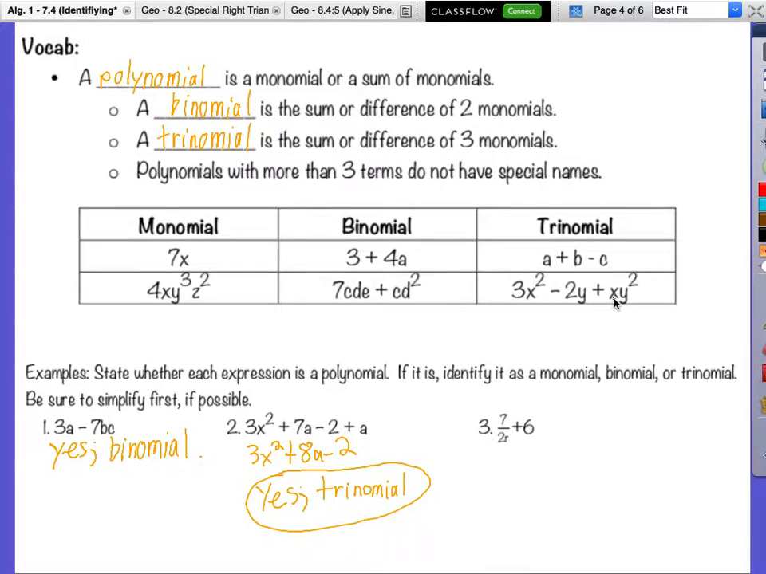On the third one, is this a polynomial? No, why not? Tyson, you're shaking your head no. Very good. We have this variable in the denominator. So no, it's not even a polynomial. So it can't be any of these more specific kinds of polynomials because it's not one to begin with.